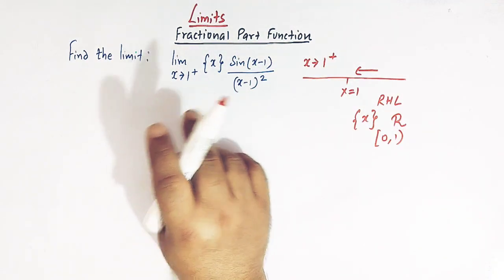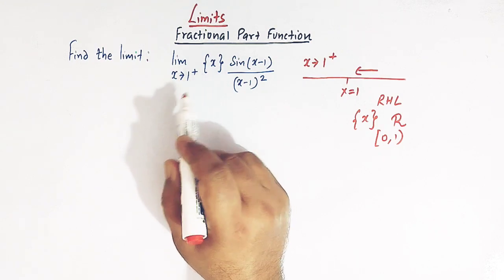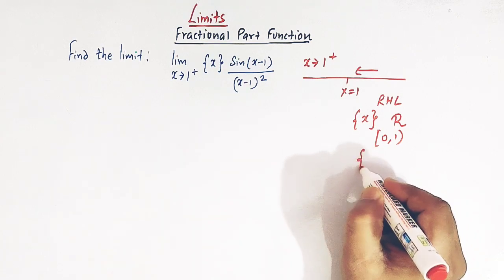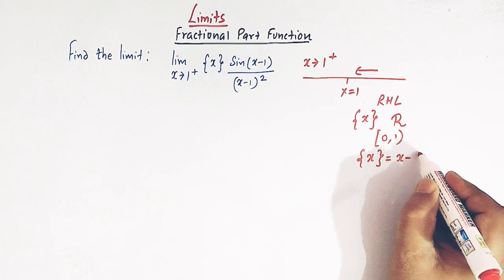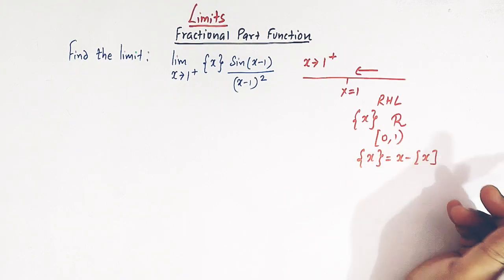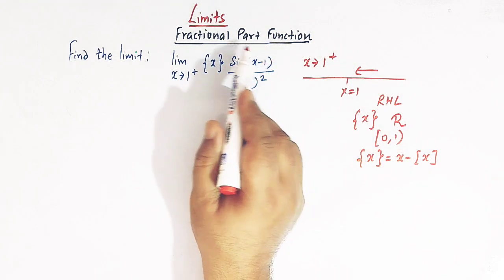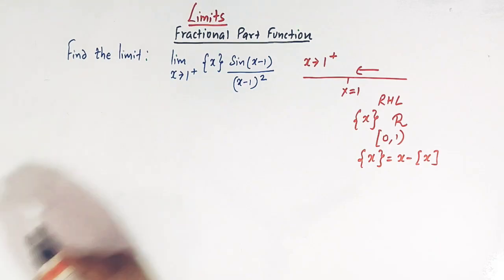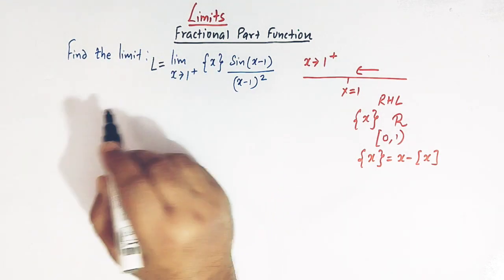So here we'll use the definition of fractional part function in terms of greatest integer function, right? We know that the fractional part of x is defined as x minus the greatest integer of x, right? So we'll use this definition to simplify this limit, right? So let us start. So let us call this limit as L, right? So here x approaches to 1.